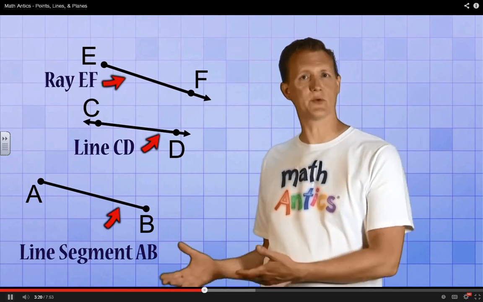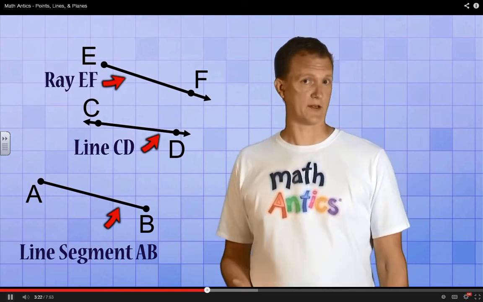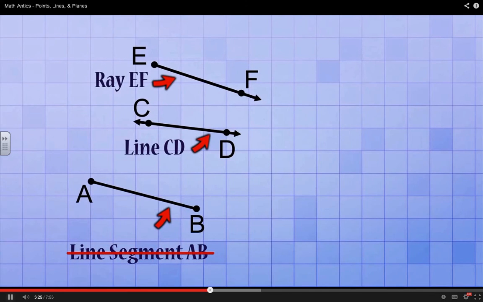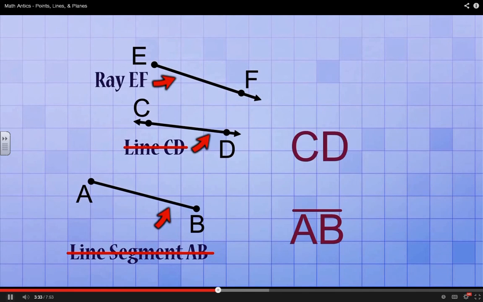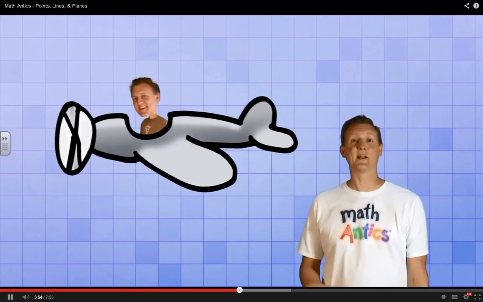In geometry, each of these three types of lines has a shorthand way of writing it. Instead of writing line segment AB, you can just write AB with a line over the top. And instead of writing line CD, you can write CD with a double arrow line over them, like this. And finally, instead of writing ray EF, you can just write EF with a single arrow line over them, like so. Okay, so now you know about points, and you know that you can form a line between any two points. The next thing we're going to learn about is planes. No, not the kind of planes that you fly in.